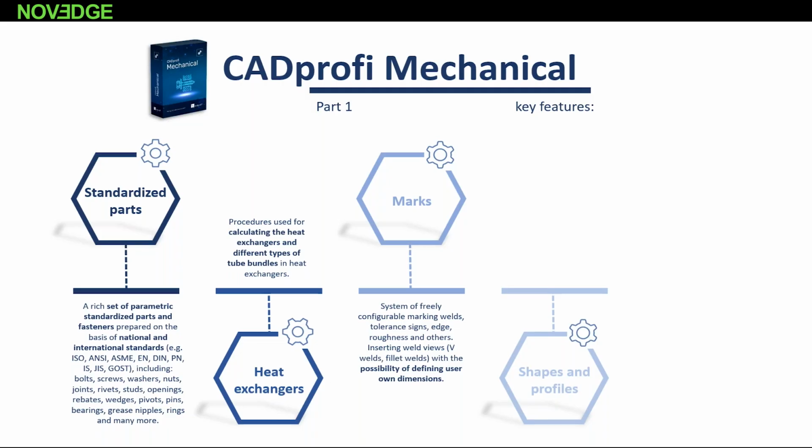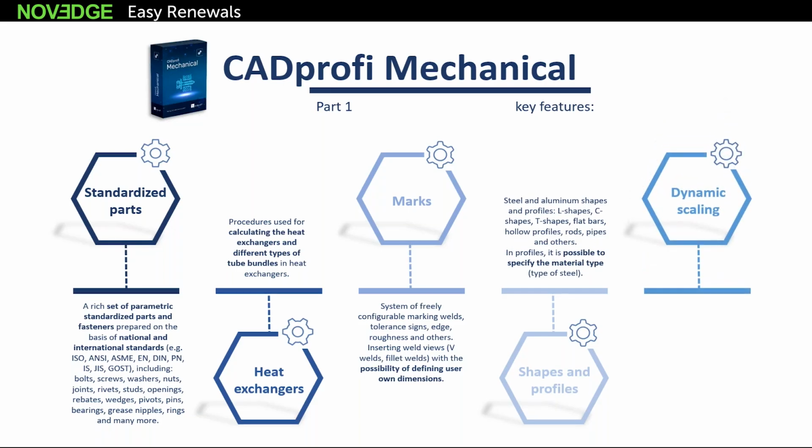What we have also is shapes and profiles. That would be steel and aluminum shapes and profiles. And in the profiles, it is possible to specify the material type, like a type of steel.